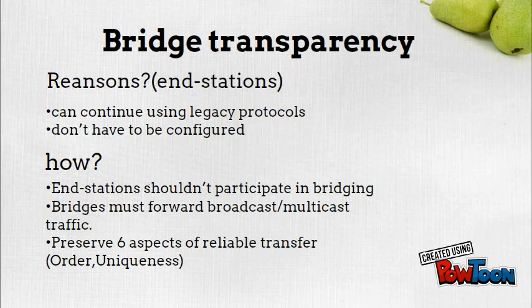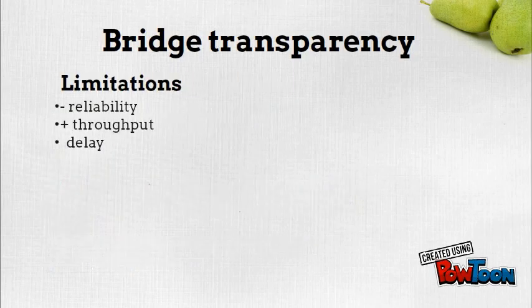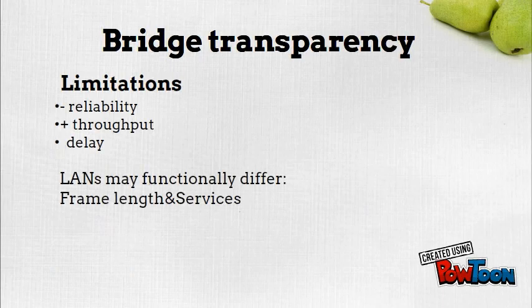How to achieve bridging transparency? End stations should not participate in bridging. Bridges must forward broadcast and multicast traffic and preserve the aspects of reliable transfer, especially order and uniqueness. The transparency of bridges can affect performance. It can degrade reliability, increase the throughput, and reduce the access delay, but increase the propagation delay. When bridging heterogeneous LANs, the frame length may be reduced and priority lost.